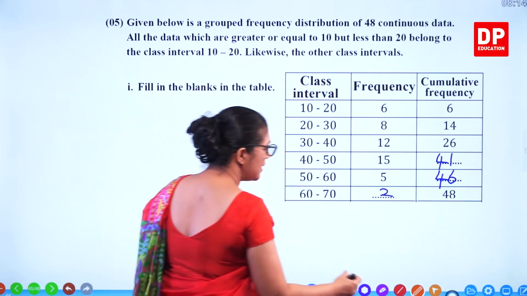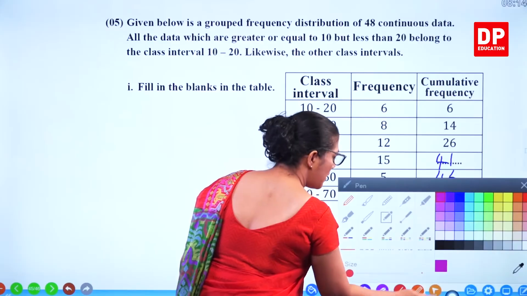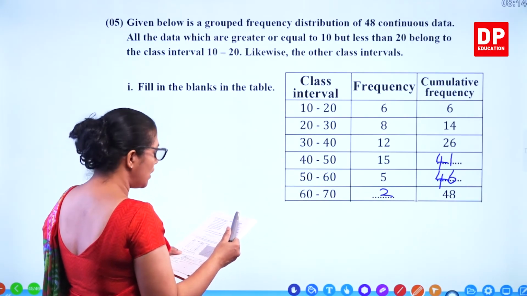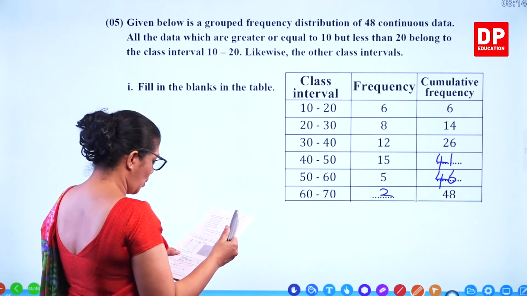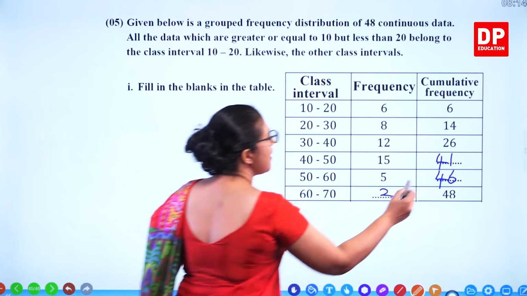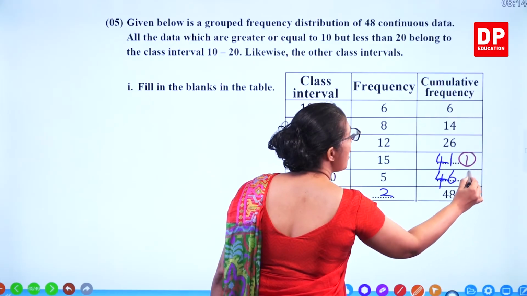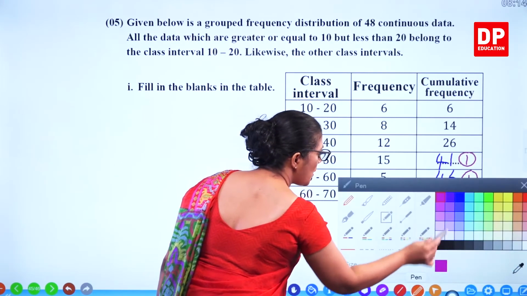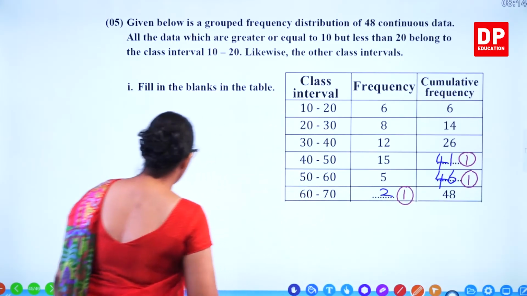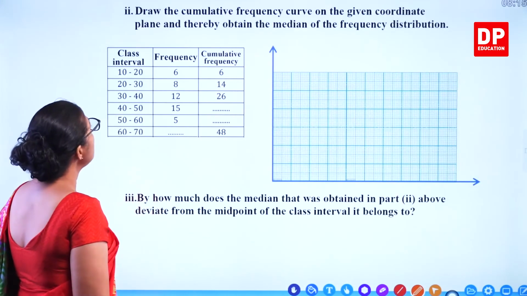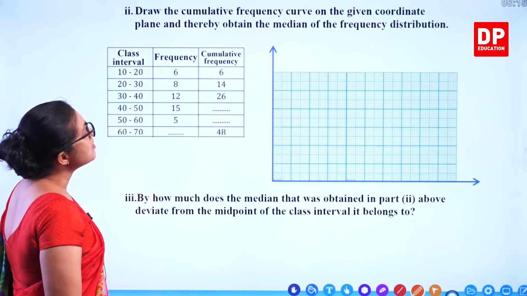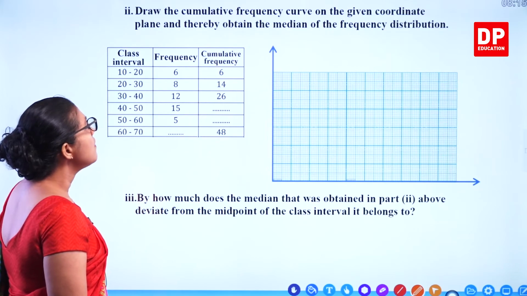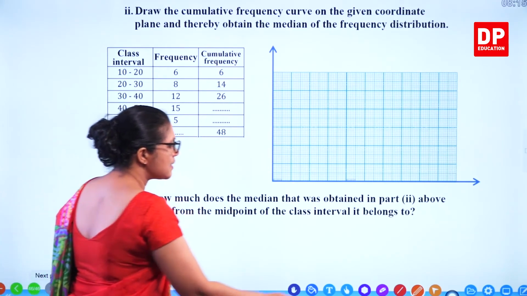So that's the table. How many marks are you getting for this table? 41, 46, 2. 3 marks. That means each part you get 1 mark. So 3 marks for this question. Now let's take the next one. Draw the cumulative frequency curve on the given coordinate plane and thereby obtain the median of the frequency distribution.